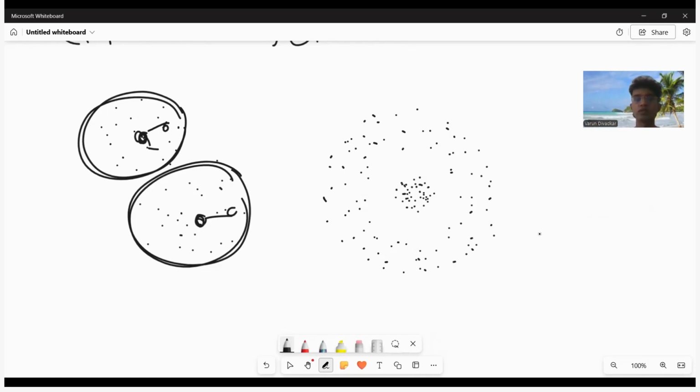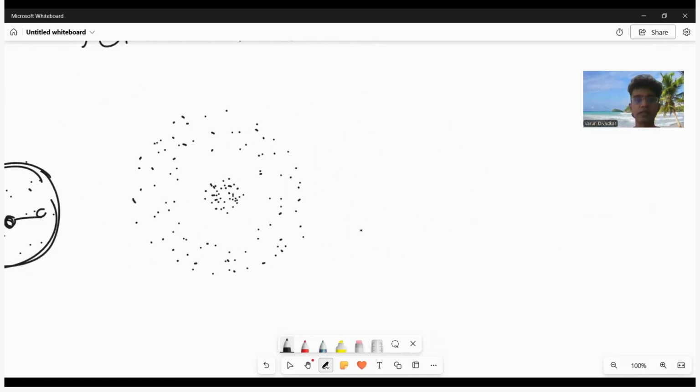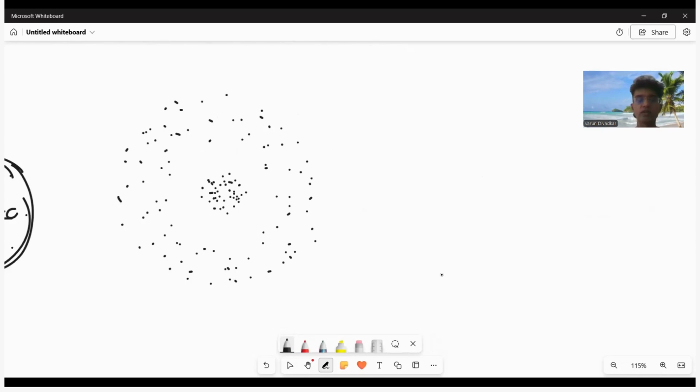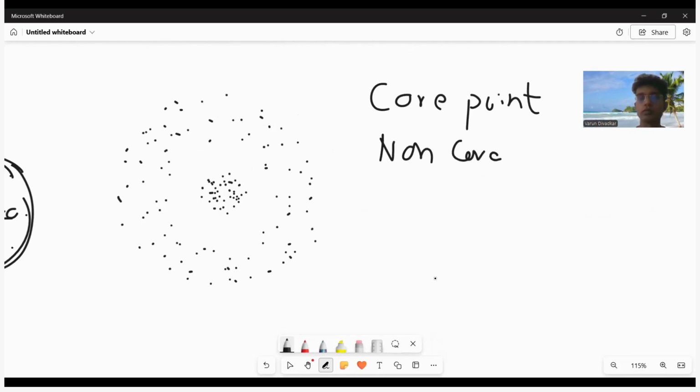So how does this work basically? It starts by categorizing points into three categories: one is a core point, one is a non-core point, and one is a noise point.